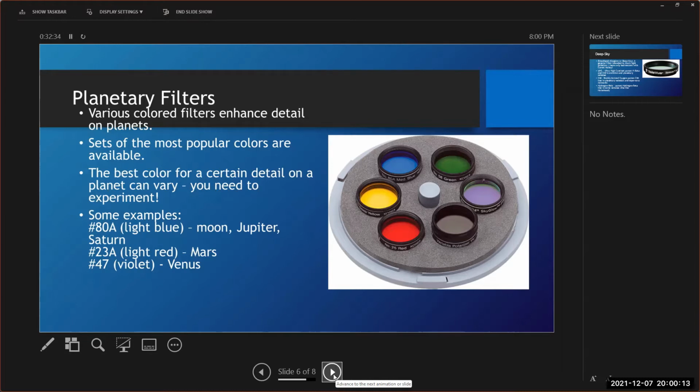I would add one more thing about planetary filters. Some of the online astronomy dealers have good information on their websites about planet filters, which ones are best for which feature on which planet. So if you think you want to go this way, I can't think of someone to point you to in the club who's really keen on using these. So it might be best to consult an online source, or wait until the next slide.